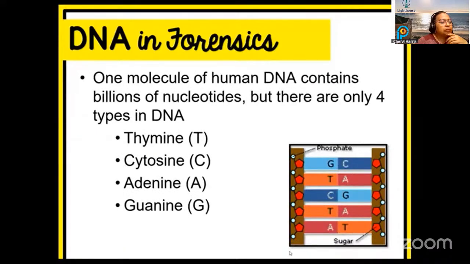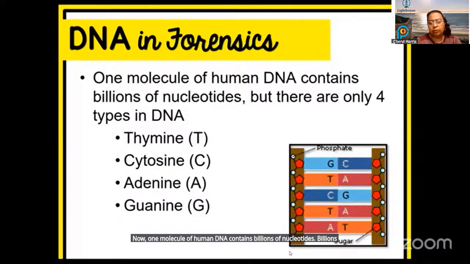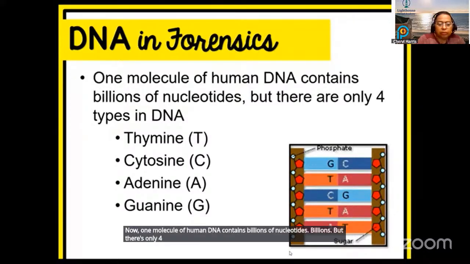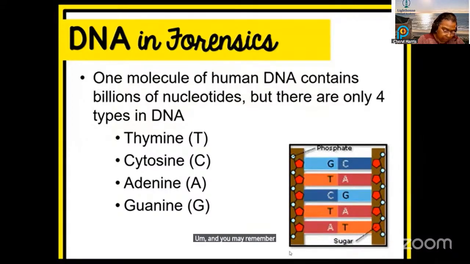Now, one molecule of human DNA contains billions of nucleotides, billions. But there are only four types within the DNA. So we have thymine, cytosine, adenine, and guanine. And we use these letters to represent these words because we don't want to write them out every time. You may remember from biology, A always pairs with T, and C always pairs with G.